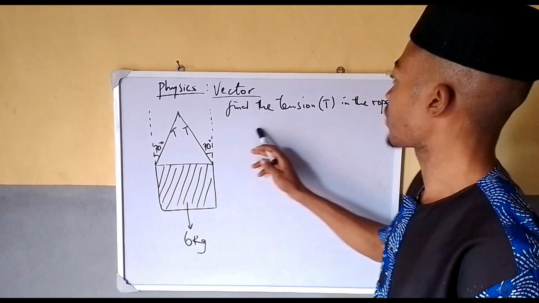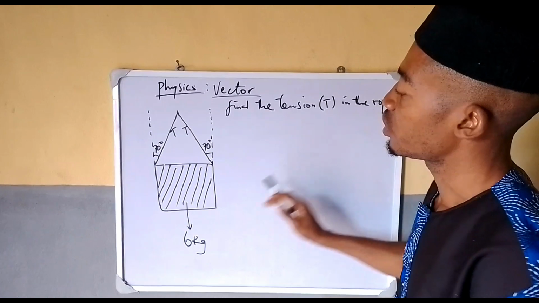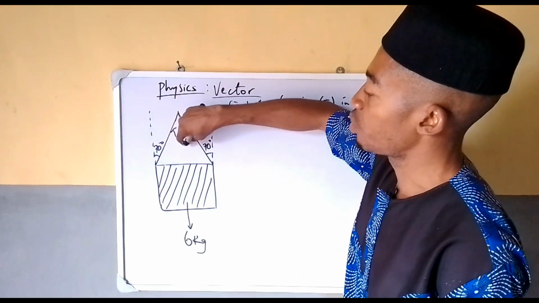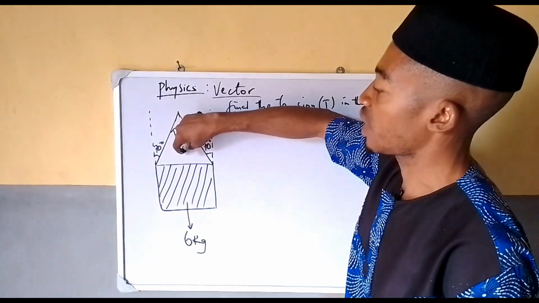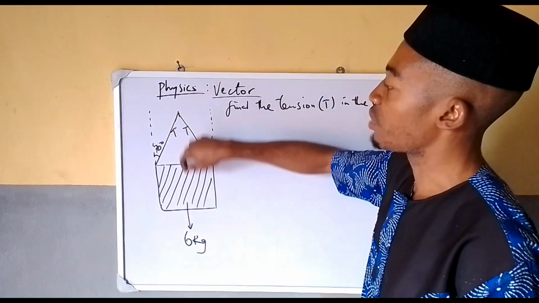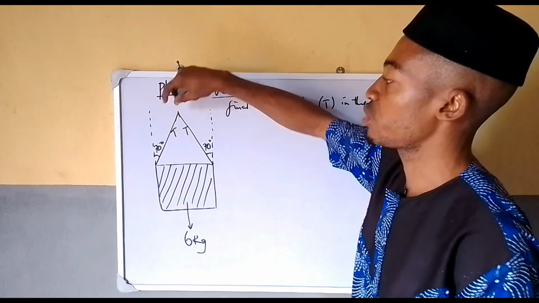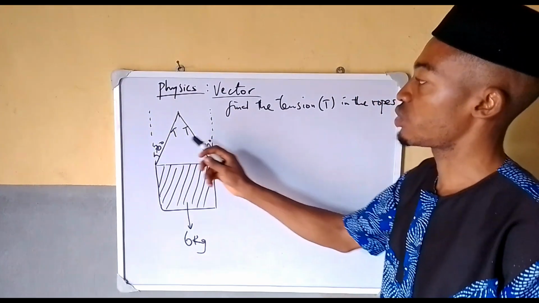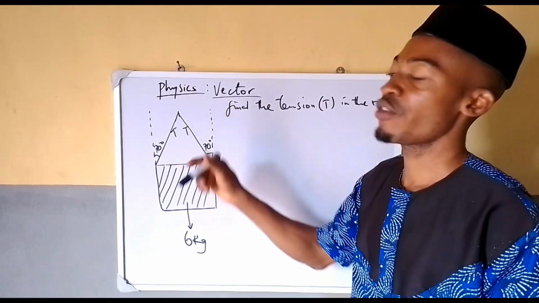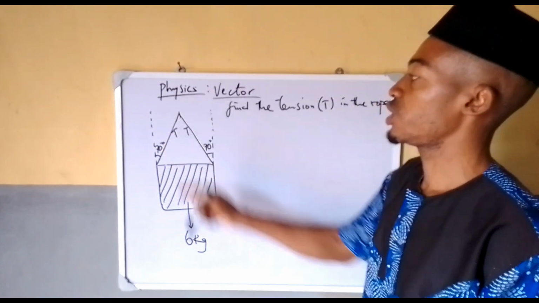I have a question like this. The question says you should find the tension T in the ropes. So this is a bag, and there is a rope which is the handle of the bag that is used in carrying it. If you are carrying this bag using these two ropes here, the question is you should find this tension, that is the force on the ropes.